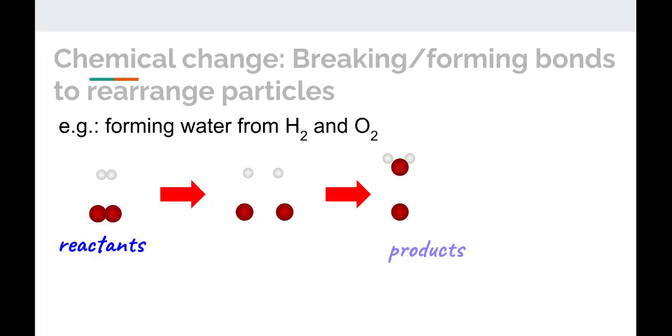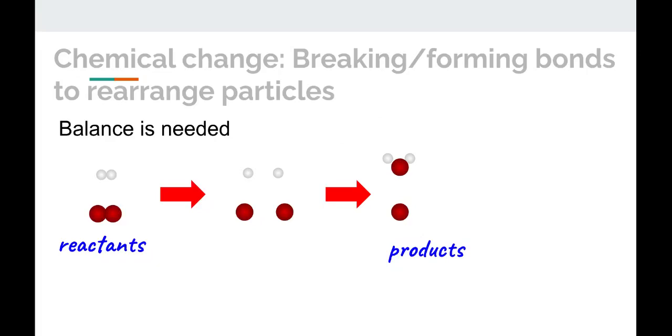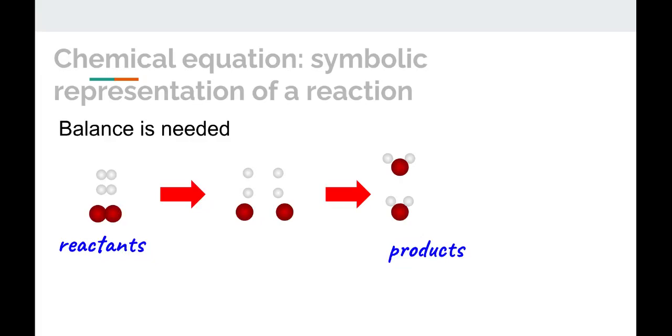What we start with is called reactants, and what we end with in chemical change is called products. We know that atoms can't be created or destroyed, so balance is needed here. So we can't do this with just one hydrogen molecule and one oxygen molecule. Instead, we need two hydrogen molecules, and when we break those up, we now have enough hydrogen atoms to make two water molecules. A chemical equation is very common in chemistry, and it's a symbolic representation of this reaction.